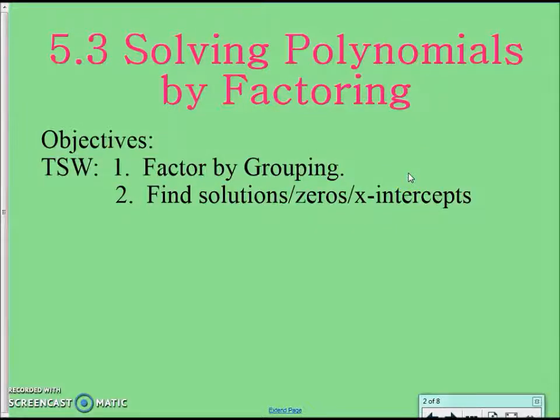Okay, so today's lesson is 5.3, solving polynomials by factoring. We're going to go with 5.3 as opposed to 5.2. It's a better lesson to teach today with myself and Mr. Morgan. Our goal today is we're going to factor by grouping, and then after that we're going to find our solutions, our zeros, our x-intercepts.